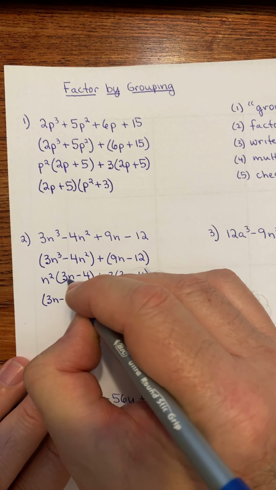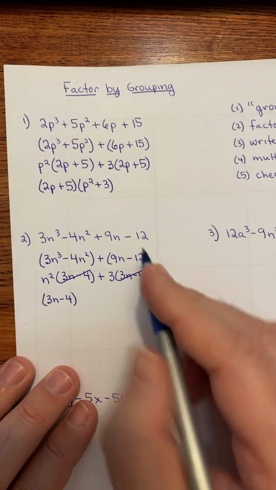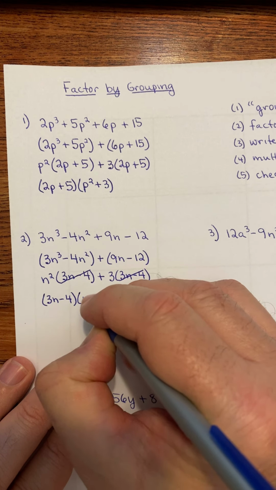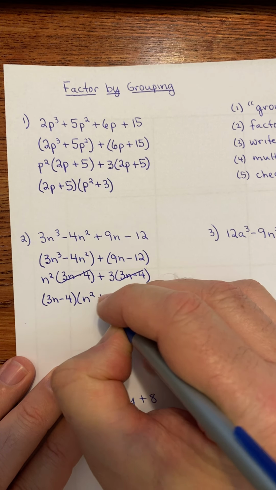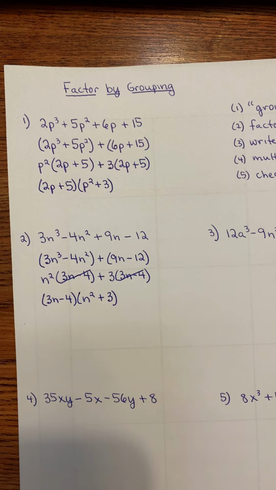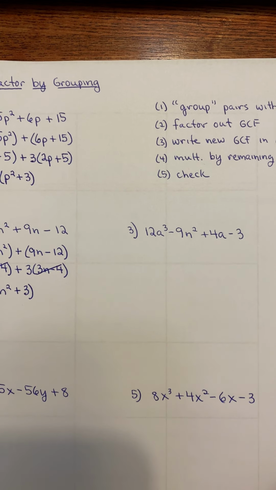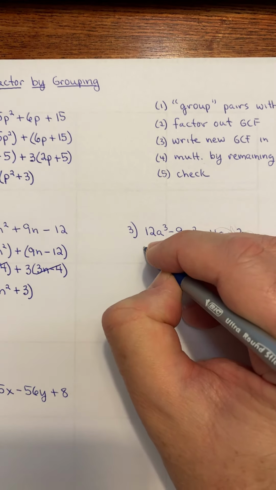It's sort of like I just took that away from here and here. What's left? I have an n squared plus 3. So multiply by n squared plus 3. And if you FOILed that out, you would get the original problem. If you want to try one of these on your own, you can pause and then check my work with yours. It's a very similar problem. I'm going to group the first two together.